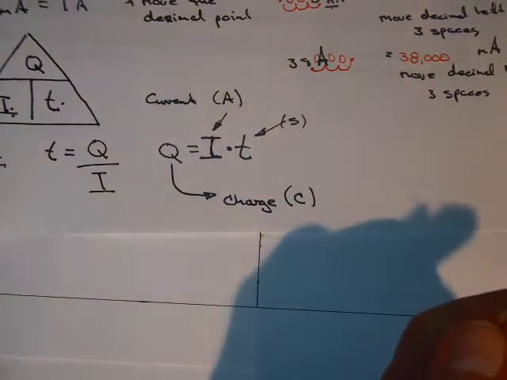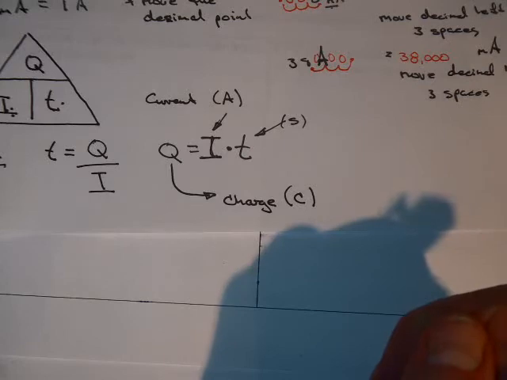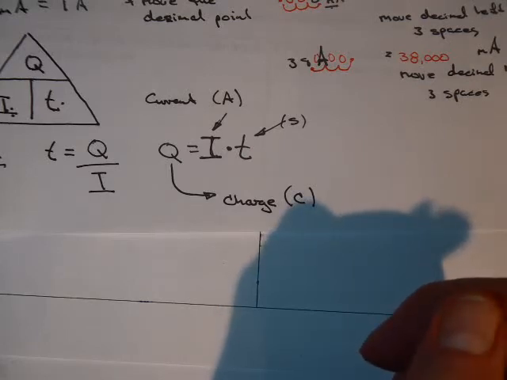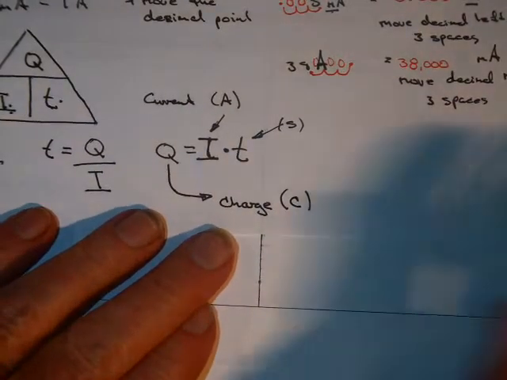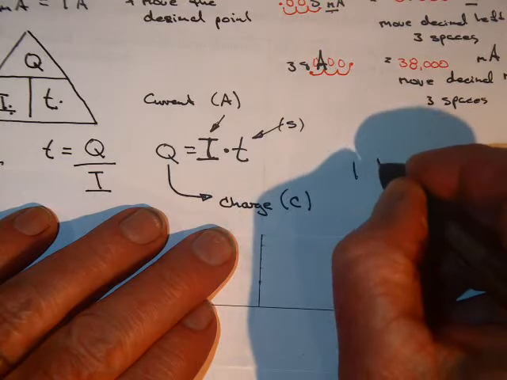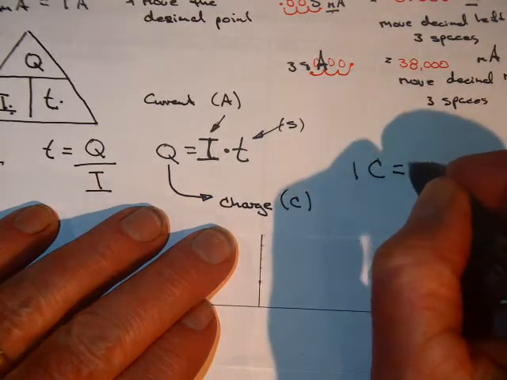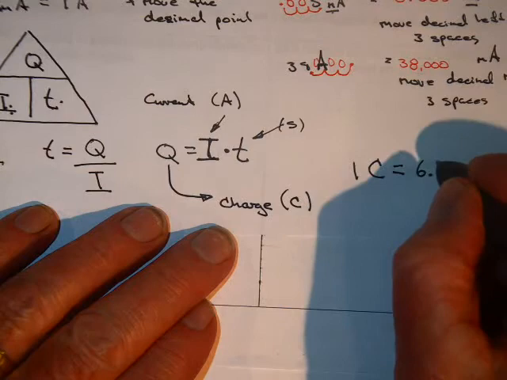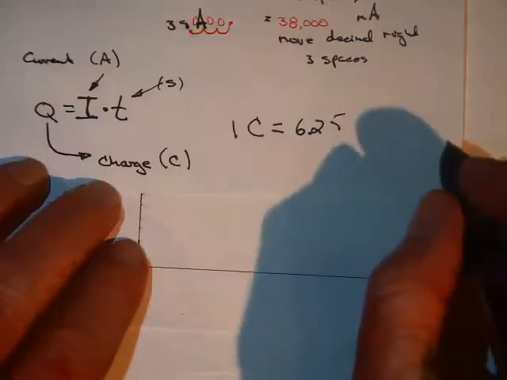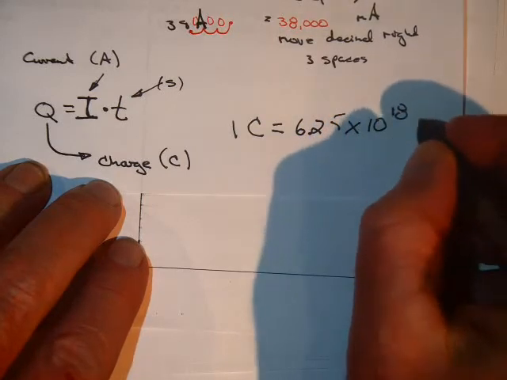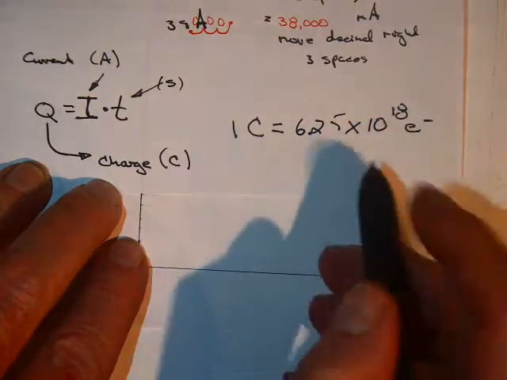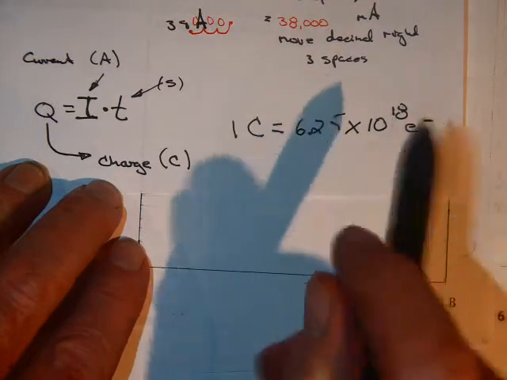The one thing that we want to do is talk about a coulomb, or at least the relationship between the number of electrons and a coulomb. So this is what you need to write down. You need to write down 1 coulomb, 1 capital C, is equal to 6.25 times 10 to the 18 electrons. So we have this on our page, so we won't lose this, right?